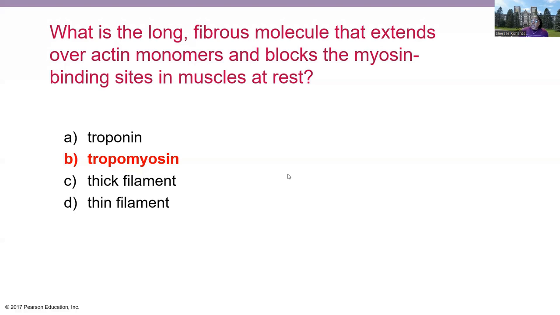So someone's asking, is this only at rest? Yes. In order for the muscle to be relaxed, the myosin binding sites are covered up, so they cannot engage actin. This is the next part of the process that we're going to look at, which is the excitation-contraction coupling.